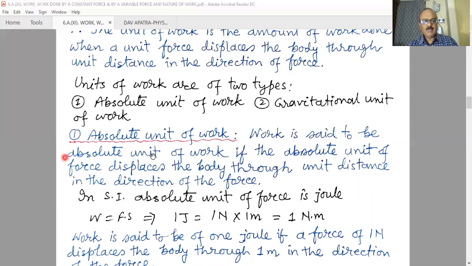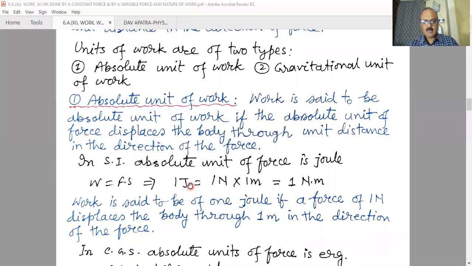Work is said to be an absolute unit of work if the absolute unit of force displaces the body through unit distance in the direction of applied force. That means here we consider the absolute unit of force. Obviously, at that time, the unit of work will be the absolute unit of work.